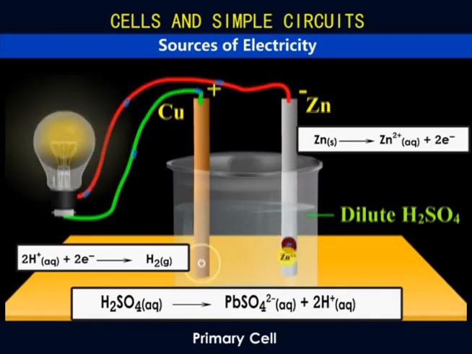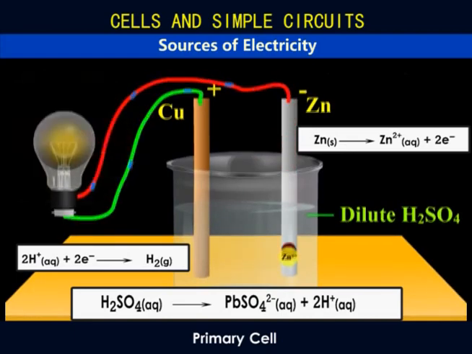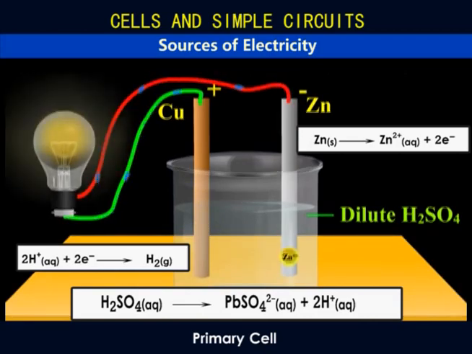Meanwhile, the zinc electrode is corroded by the acid in what we call local action. So polarization and local action are the main problems of these cells.